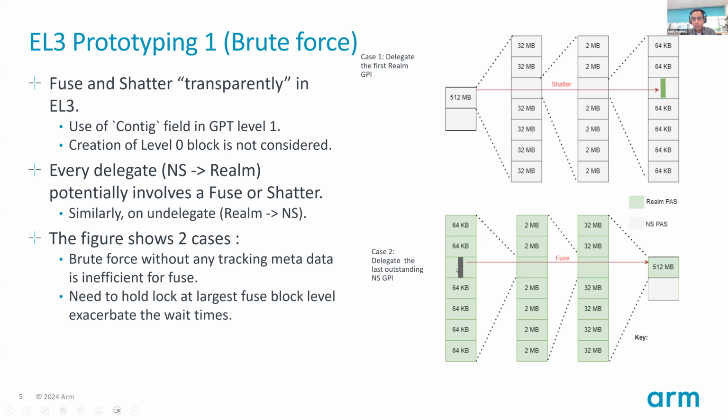For example, instead of transitioning the fuse from 64 KB to 2 MB, and then from 2 MB to 32 MB, and then finally to 512 MB, if the tracking metadata shows that all the entries corresponding to the 512 MB block are indeed realm PAS, we can do the transition to a 512 MB block in one go without doing the intermediate steps.